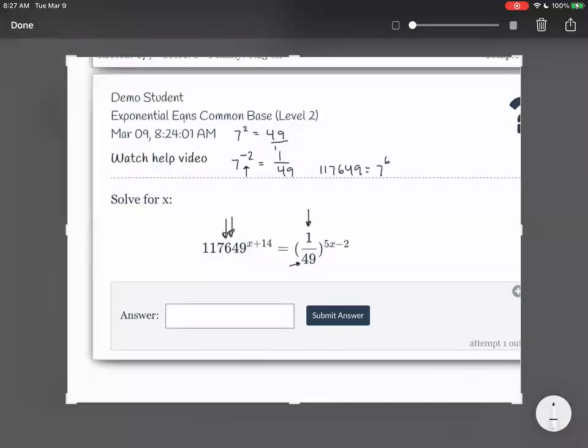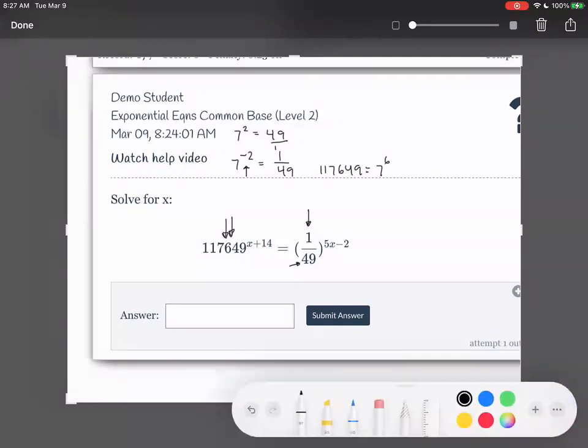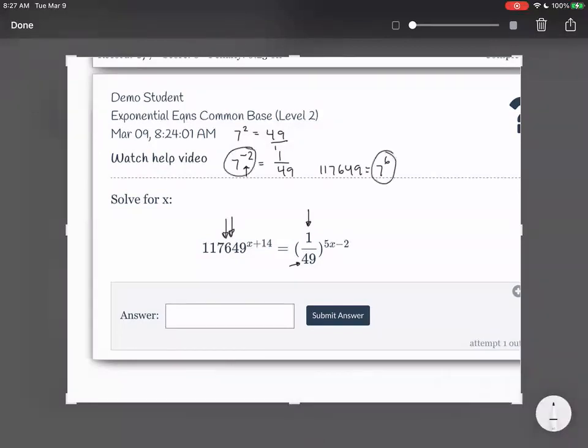And remember, I'm just doing that on my calculator because I don't expect anyone to know this off the top of their head. Okay, so now we have 7 to the power of negative 2 and 7 to the power of 6 as the things we're going to rewrite these as. So let's rewrite it. Instead of 117,649, I'm going to write 7 to the power of 6 to the power of x plus 14 is equal to, instead of 1 over 49, I'm going to write it as 7 to the power of negative 2 to the power of 5x minus 2.